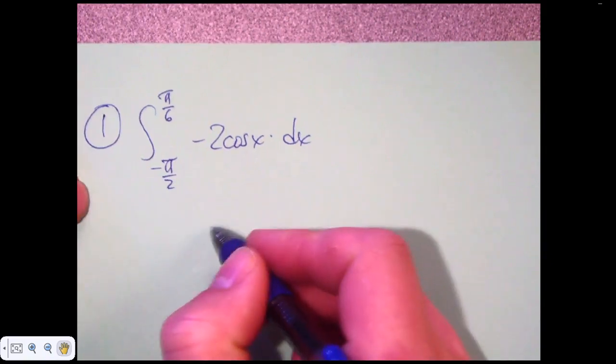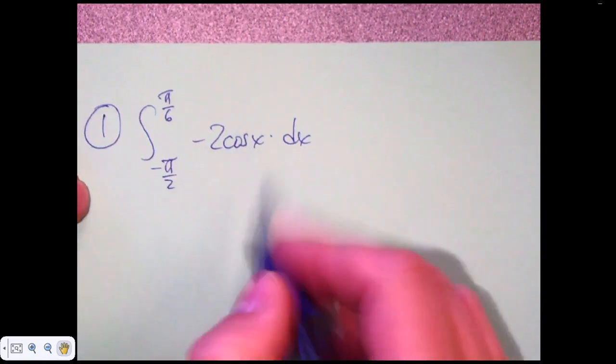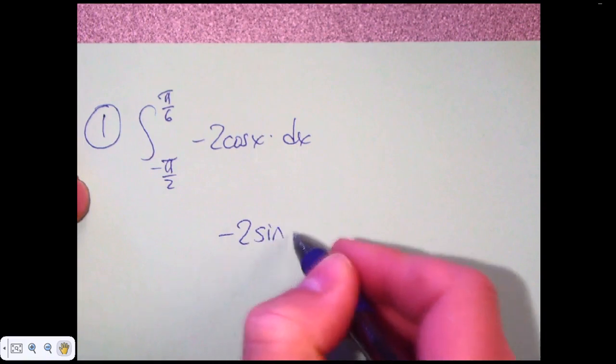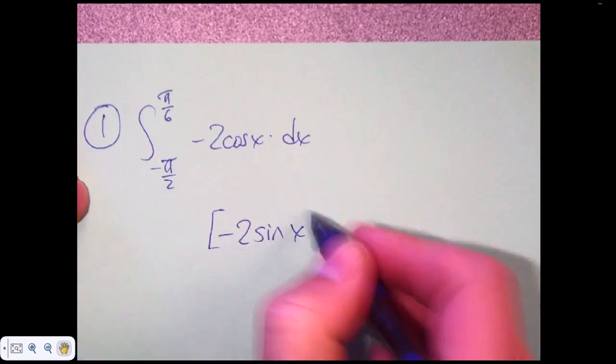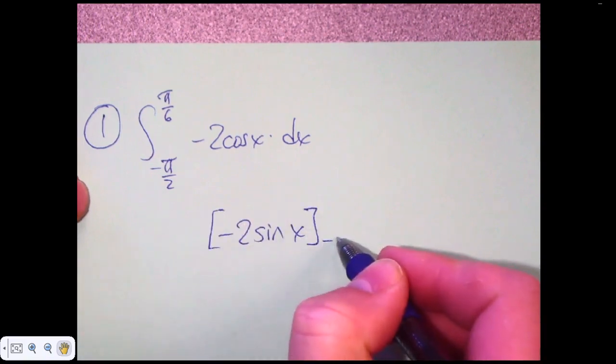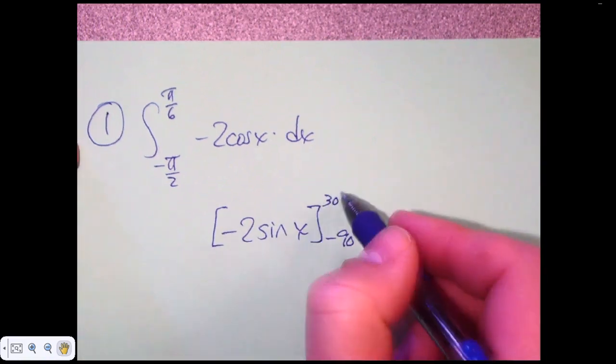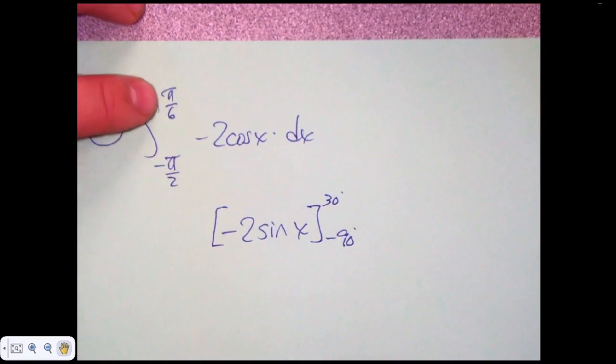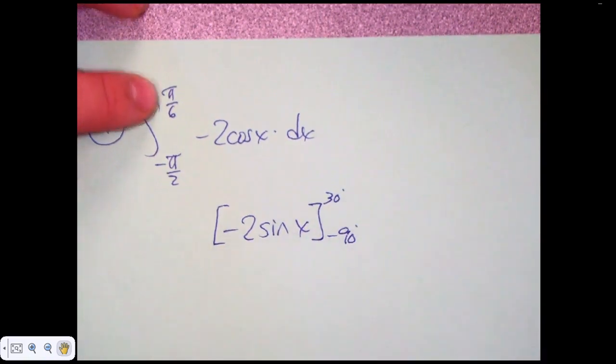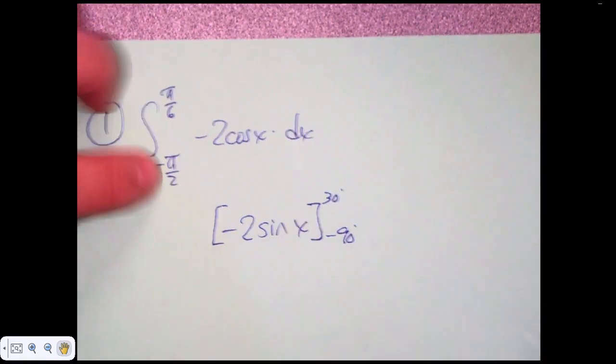So you can move that 2 outside if you want, or you can just drop it. I'm just going to drop it and say, okay, the integral of cosine is sine. So I have negative 2 sine of x from negative 90 to 30. I'm going to put it in degrees right now, just a little easier for me that way. So pi is 180. So 180 over 6 is 30. 180 over 2 is 90, and that's negative.